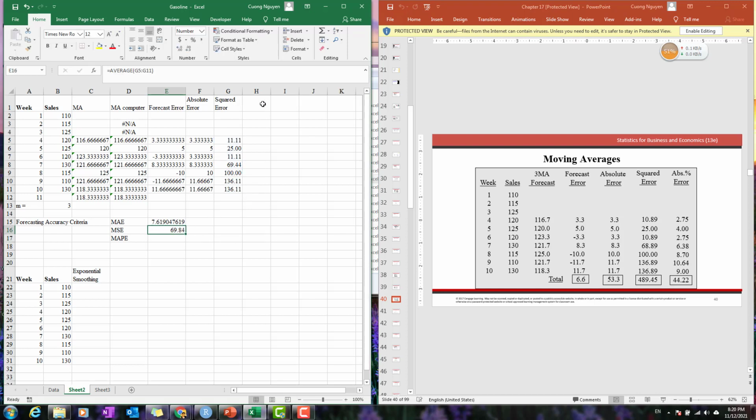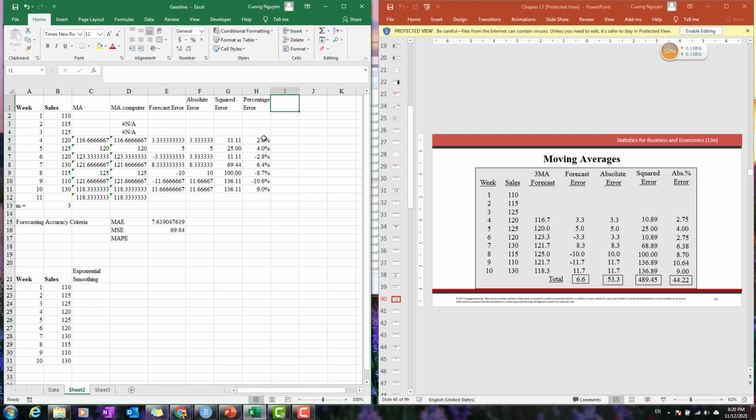Okay, last one, the absolute percentage error. If we want to do it, we have to make sure that we have the percentage error first. The percentage error is how we can do it: we divide the forecast errors by the actual data. Then we turn it into a percentage with a small trick, and we have the percentage error.